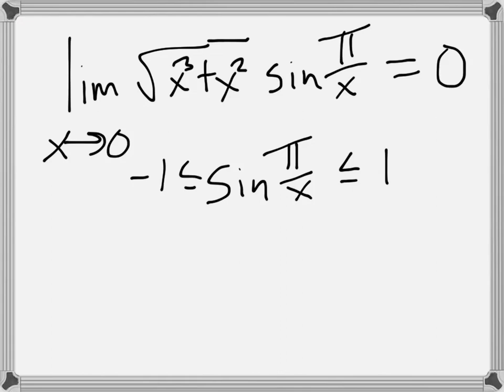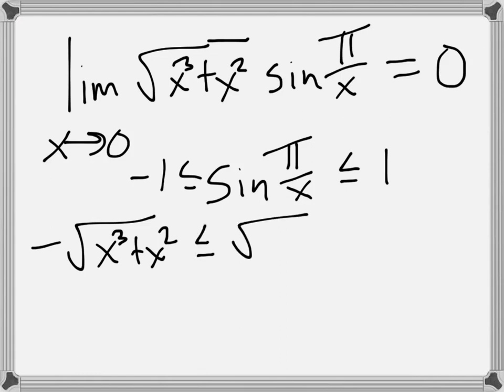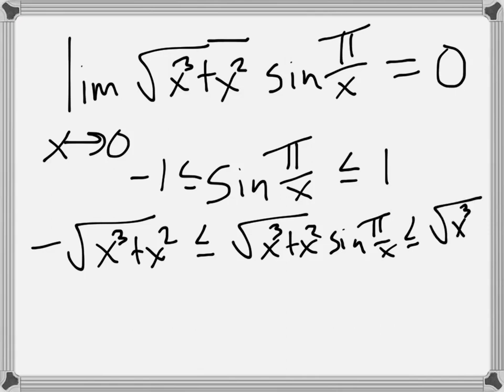So let's multiply this inequality by the square root of x cubed plus x squared. Multiplying that by negative 1 gives the negative of that expression. And then in the middle, you get the expression you're looking to work on. And on the right, if you multiply by 1, you just get the square root expression. So the middle is what you want the limit of, so you need to show that the two expressions bounding it have limits that are 0, and so at least they have to be the same.